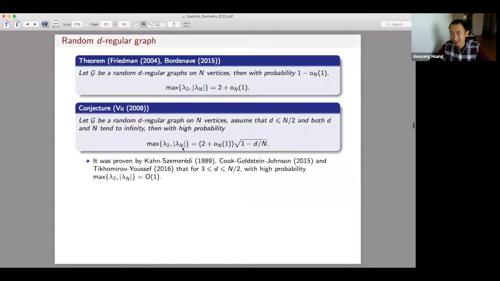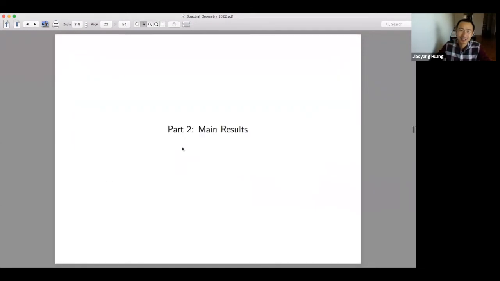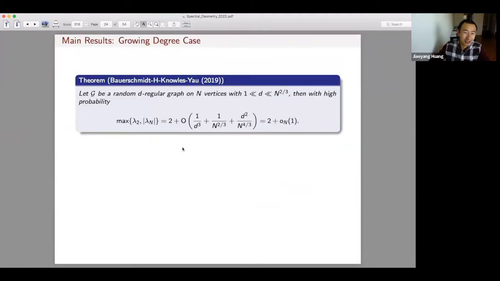Yeah, so far, any question about this first part? Okay, so let me move to the second part. At first, in joint work with Roland, Ati, and Yao, we proved Vu's conjecture in the regime when D is much bigger than 1 and much smaller than n to the 2/3. We show the second largest eigenvalue and smallest eigenvalue concentrate around 2 plus little o(1) with high probability, with probability 1 minus little o(1).